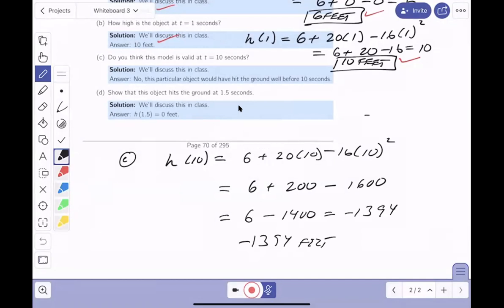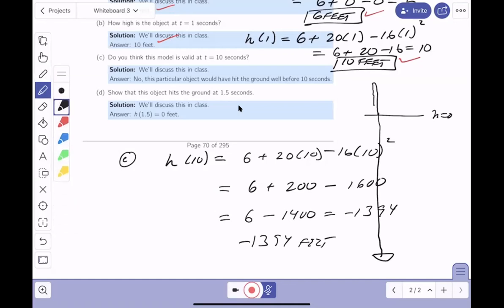I want to point out what's happening over here. An object is being thrown, it goes up, and then it comes back down. When it hits the ground, the height would be 0. What am I saying? The thing has gone down really deep through the ground, and that's simply not reasonable. So I'm going to say this is not reasonable. It hits the ground well before 10 seconds. Let me go over the answer key and point this out to you.